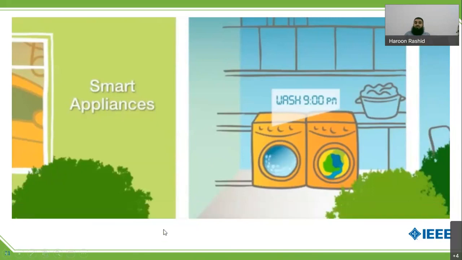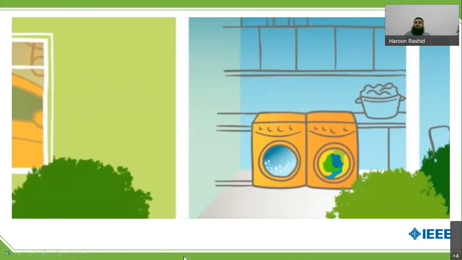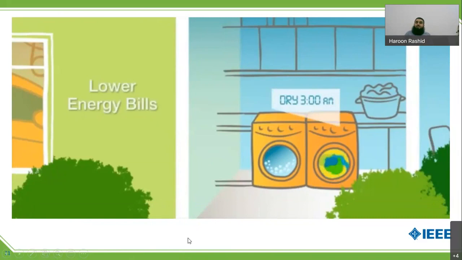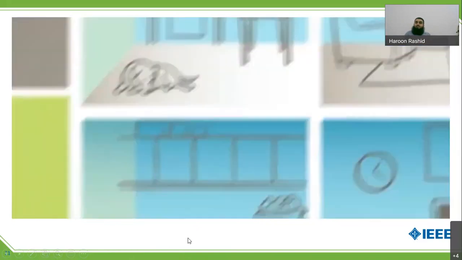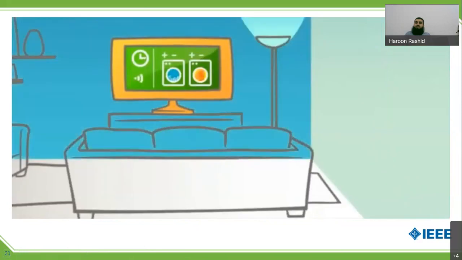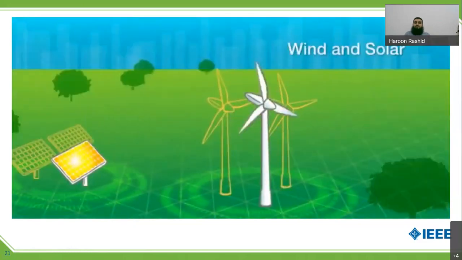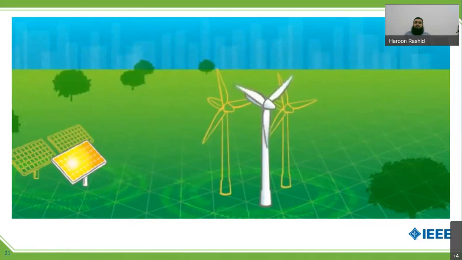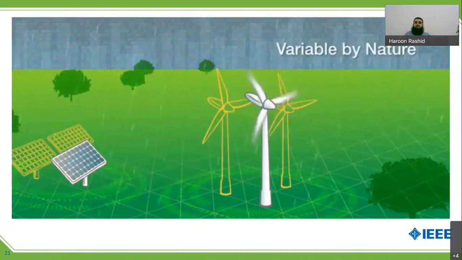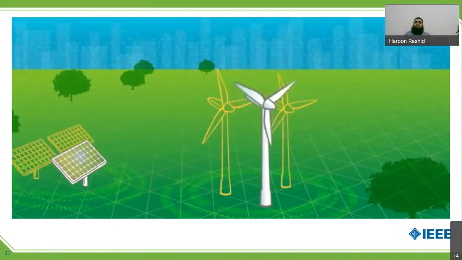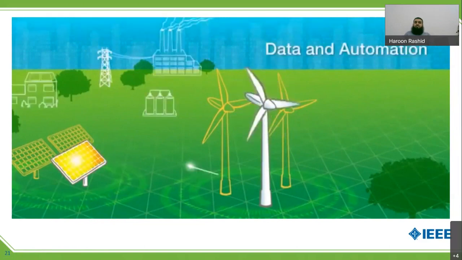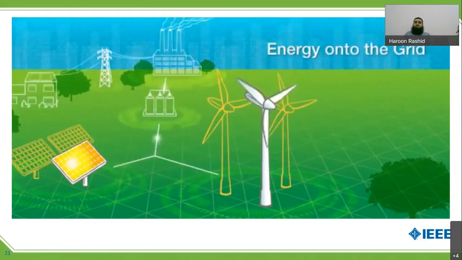Devices will adjust their run schedule to reduce electricity demand on the grid at critical times and lower consumers' energy bills. These smart devices can be controlled and scheduled over the web or even a TV. Renewable resources, such as wind and solar, are a sustainable and growing source for electric power. However, renewable power sources are variable by nature and add complexity to normal grid operations. The smart grid provides the data and automation needed to enable solar panels and wind farms to put energy onto the grid and optimize its use.